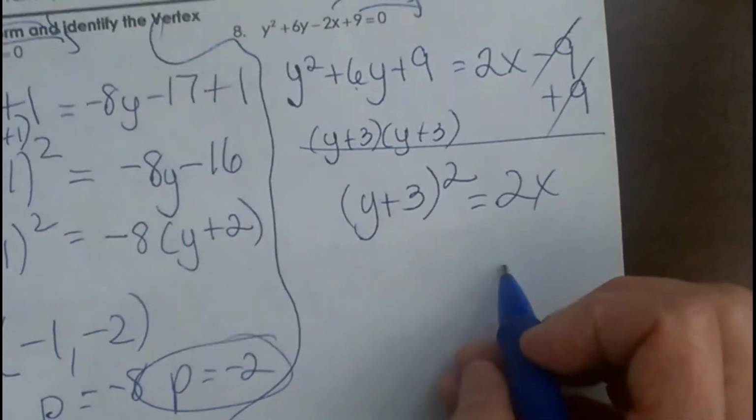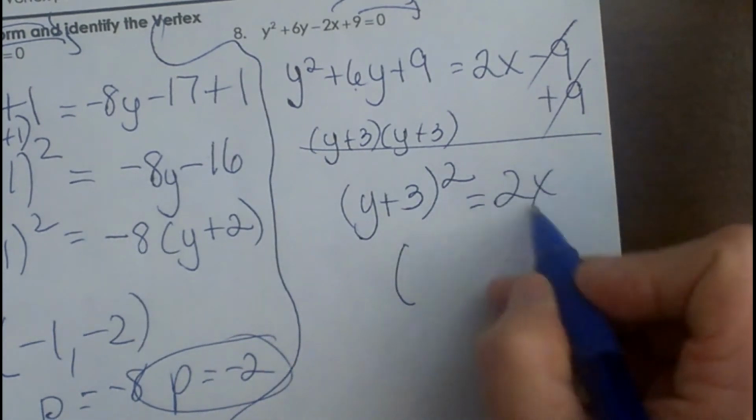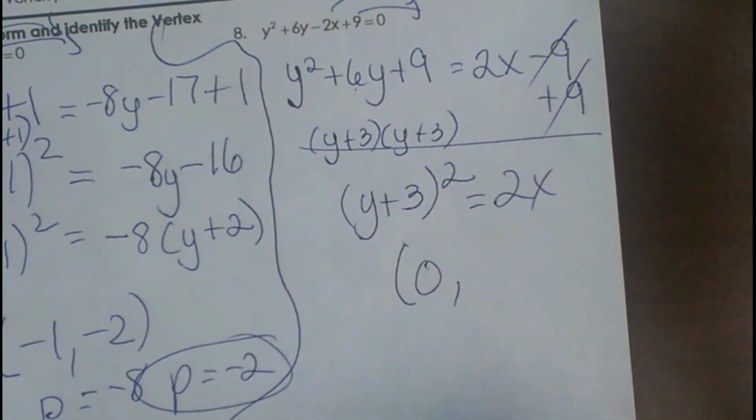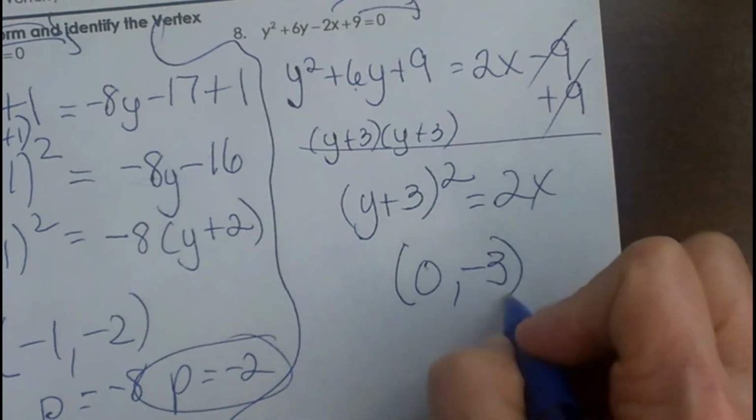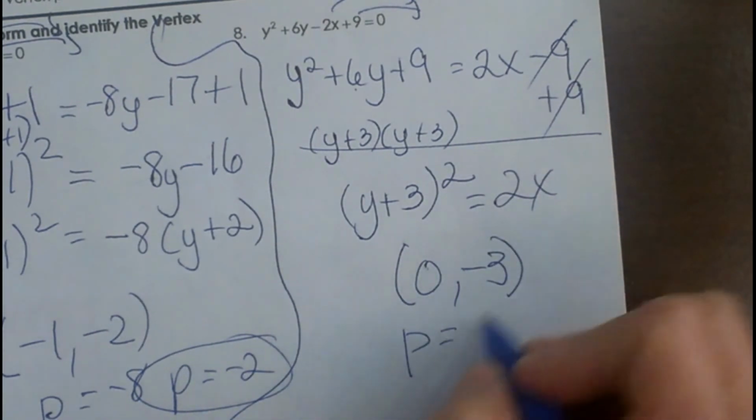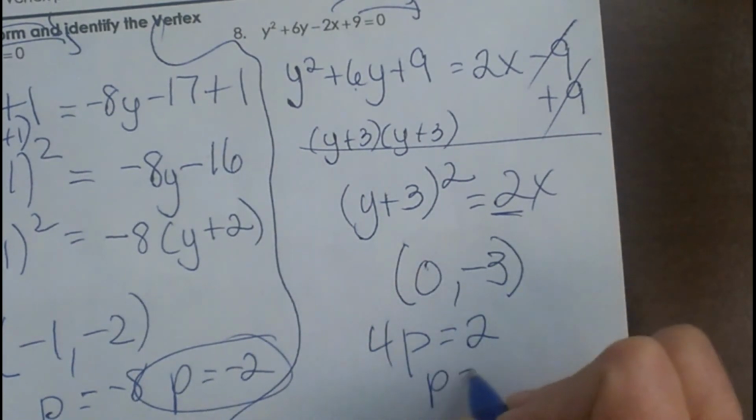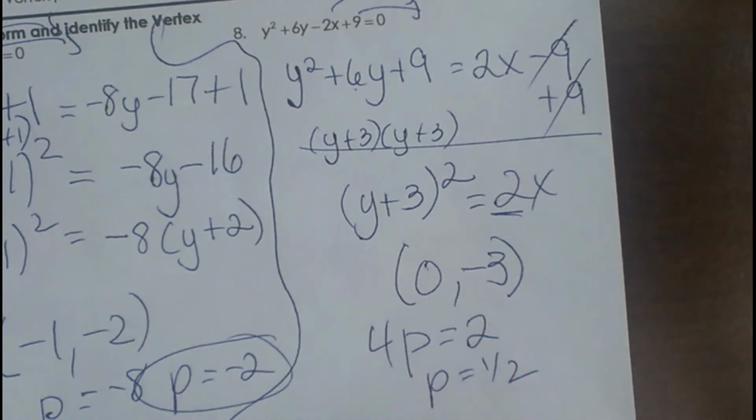So what is our vertex? Well, our x-coordinate, what's added to the x-coordinate? Nothing, so it's 0. What's added to the y-coordinate? Negative 3. And then 4p is equal to the coefficient. So 4p is equal to 2, so p is 1/2. And we just graphed one a minute ago with p of 1/2. It's very small, but you can do it. So there we go, and that's how you switch forms.